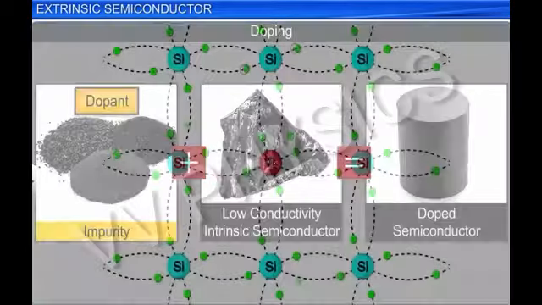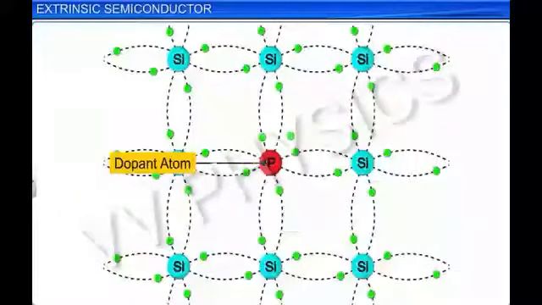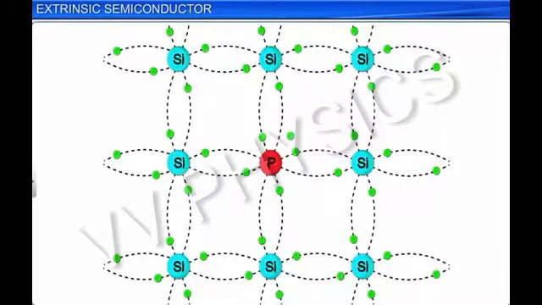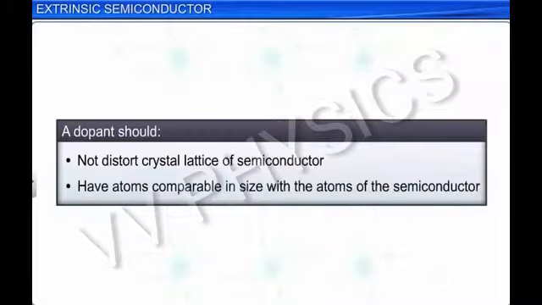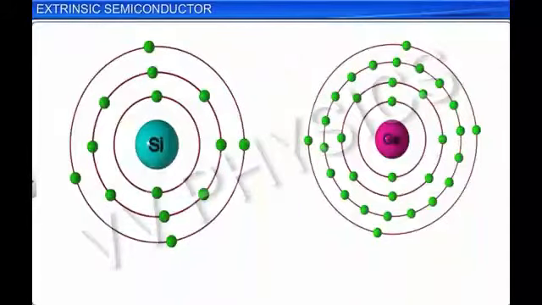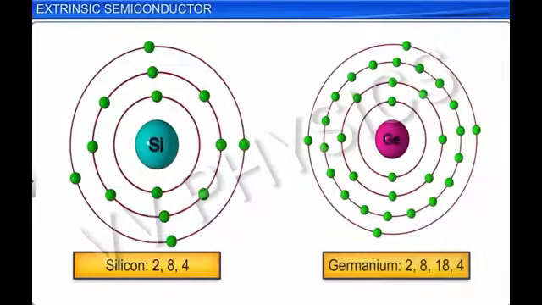During the process of doping, the dopant gets positioned in the crystal lattice of the semiconductor. It is important that a dopant does not distort the crystal lattice of a semiconductor. For this, the dopant atoms of the semiconductor crystal should be comparable to the semiconductor atoms in size. We have learned that both silicon and germanium are tetravalent. That is, each of their atoms has 4 valence electrons.